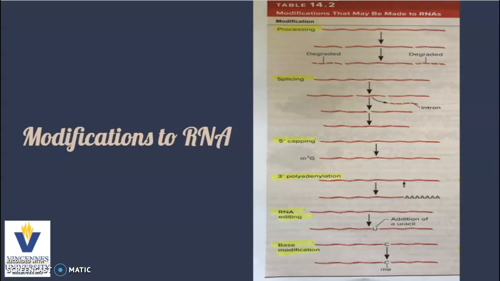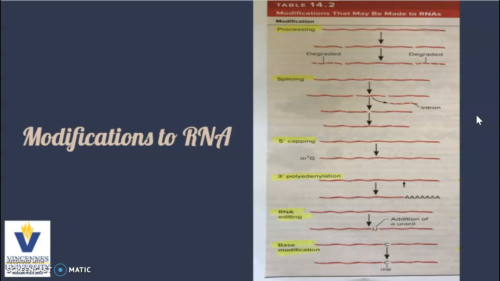There are 6, and the first one is processing, which is known as the cleavage of the large RNA transcript into smaller pieces. It's just that the smaller pieces become the functional RNA molecule, and it can occur in both prokaryotes and eukaryotes. The second one we'll talk about is splicing, and that's this one right here. Splicing involves the cleavage and joining of RNA molecules. It removes the introns in here, so basically it's just bringing together 2 exons.